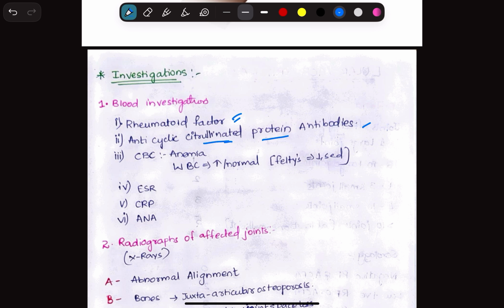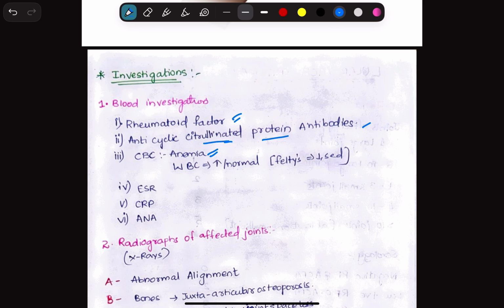We might find anemia of chronic disease. We have already learned that these interleukins will cause the elevation of the hepcidin, which will cause decrease in the serum iron level, which will lead to anemia. That was the pathogenesis behind the anemia in chronic disease.